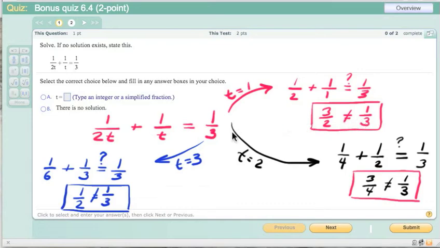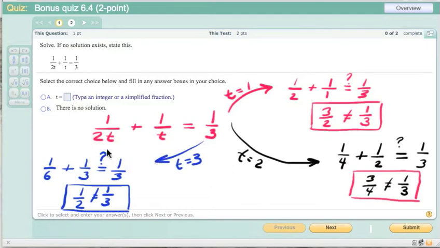So then I said, okay, well, how about I try t is equal to 2 to see if I get closer to the answer, to see if this balance beam is a little closer to being even. When you let t equal 2 down here, you have 1 over 2 times 2, or 1/4, plus 1/2, since t is equal to 2. And so you have to do this addition, and 1/4 plus 2/4 is 3/4. Now 3/4 is not equal to 1/3, but it's closer than 3/2 was. So we're moving in the right direction, and I said, let's just do one more.